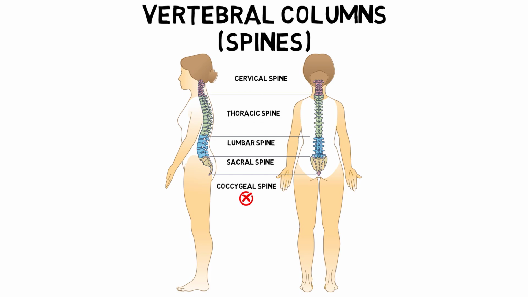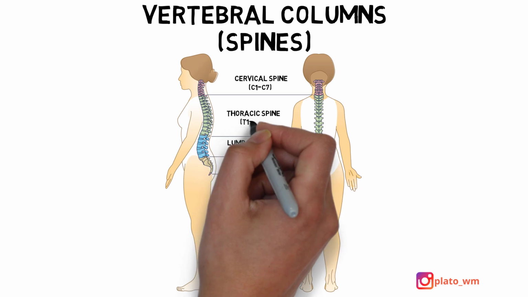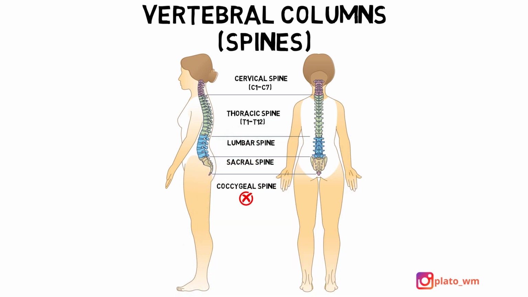The cervical spine, or roughly the neck, has 7 articulating vertebrae, numbered C1 to C7. The thoracic spine, or roughly the chest and upper back, has 12, numbered T1 to T12, and the lumbar spine, or roughly the lower back, has 5, numbered L1 to L5.